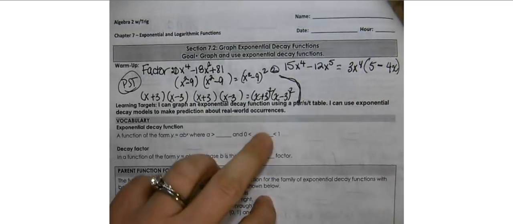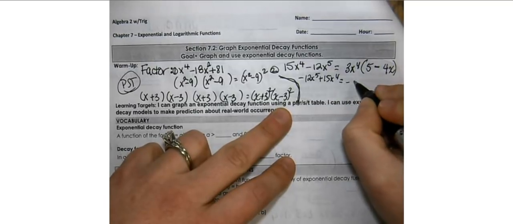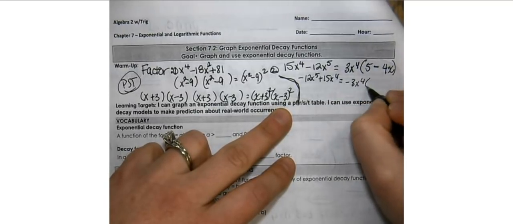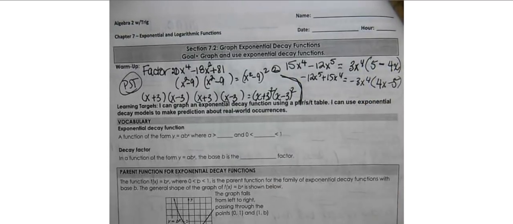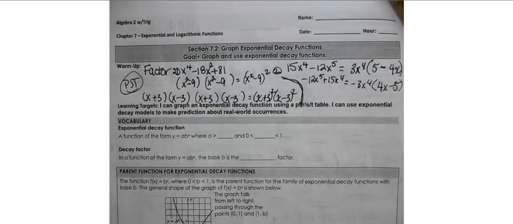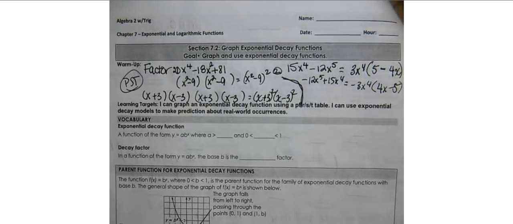Now, if you recognize that this was not written in descending order and you wanted to rewrite this as negative 12x to the fifth plus 15x to the fourth, and you factored out a negative 3x to the fourth, that would be fine as well. Your answer would now be 4x minus 5 inside of the parentheses. Both answers would be absolutely correct. All right, so hopefully factoring was okay for you.